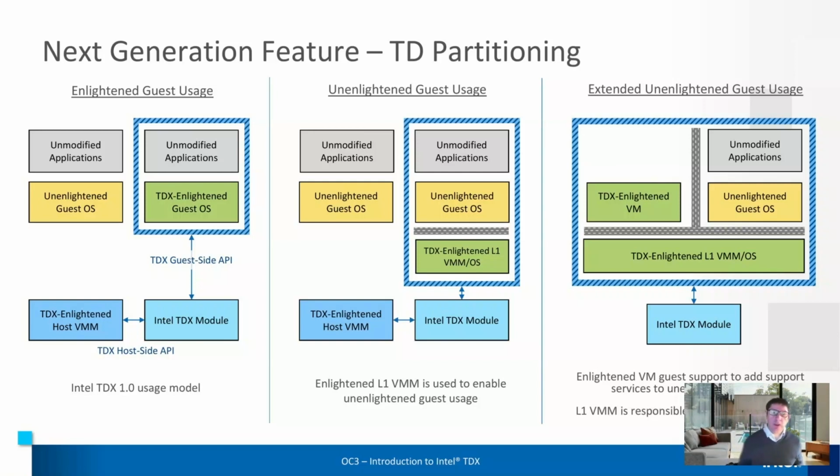Now, the thing to note is that this is not a full nesting case. This is a partition. So the TD offers one guest physical address space, and the L1 VMM is responsible for partitioning that up between the one unenlightened guest that you can have and the more than one, I think there's a fixed number defined, of enlightened VMs that you can also have, L2 VMs that are inside the TD also. So that's TD partitioning. I'm very excited about this capability and what it enables us to do.